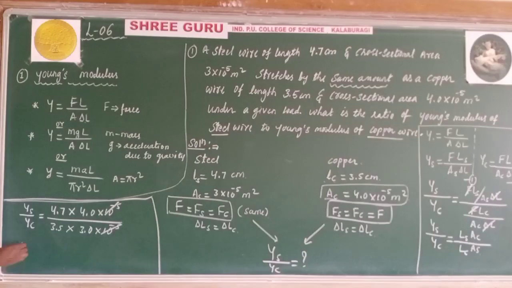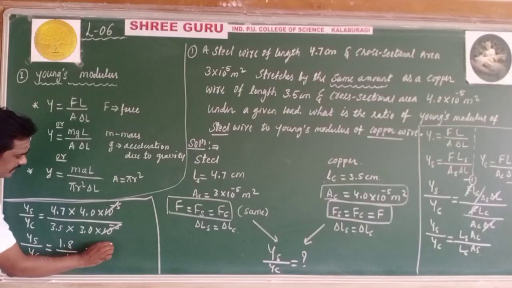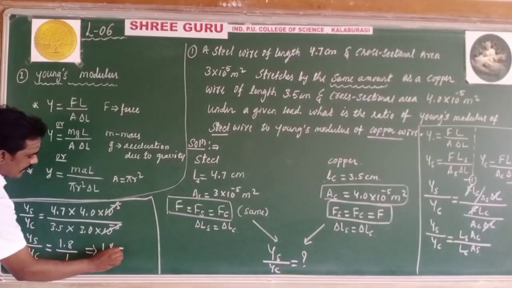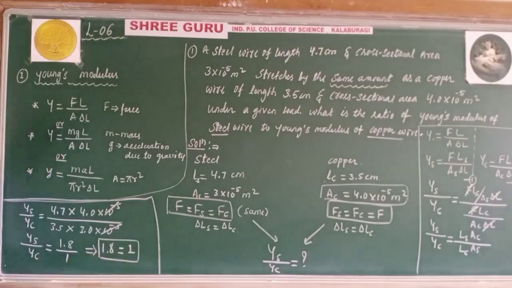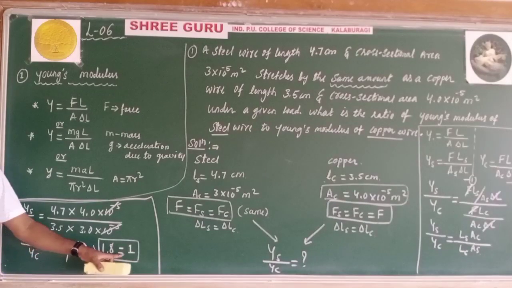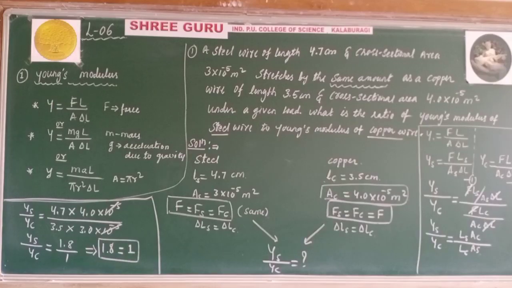You can choose directly. Now the ratio YS by YC is around 1.8 something, that is 1.8 by 1. That is the ratio of Young's modulus of steel rod to Young's modulus of copper rod. The steel rod ratio is 1.8 times the copper rod.